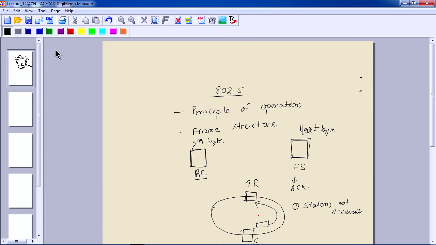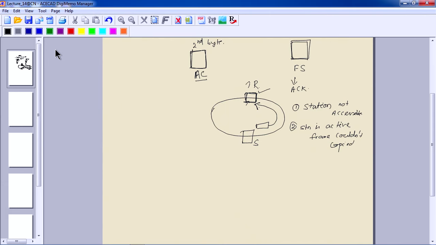The second case could be that the station is active, but it is busy doing some work, or the buffer of the station is busy or filled, so that the frame that comes to this receiver could not be copied into the buffer. That means case 2 is the station is active, but the frame could not be copied. And the third case is a successful case. The station is active and the frame is copied by the station.